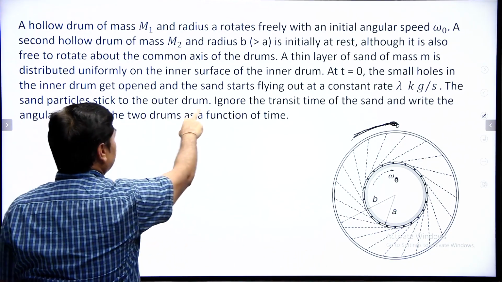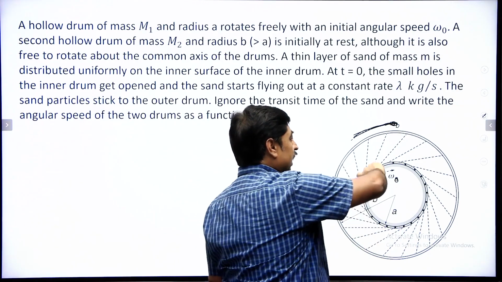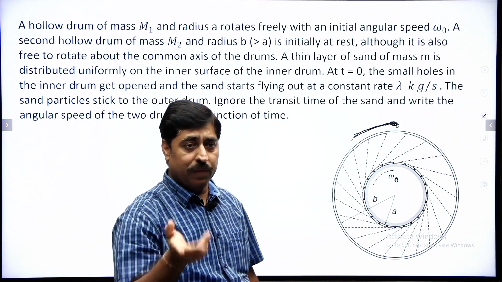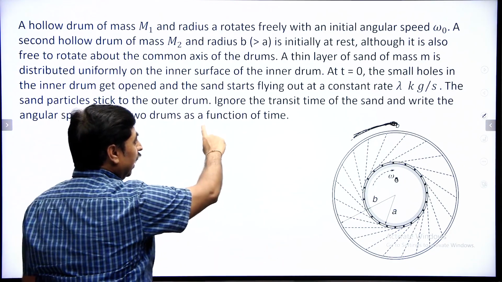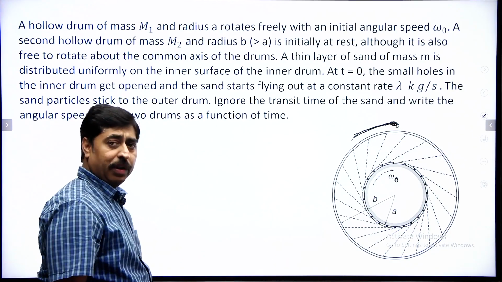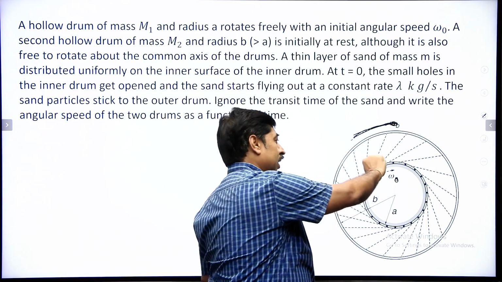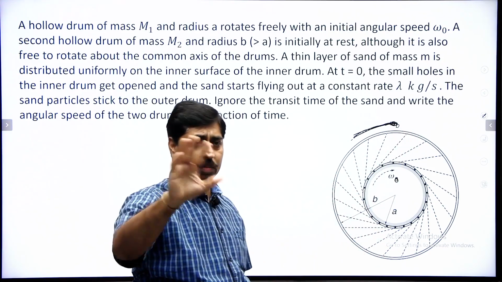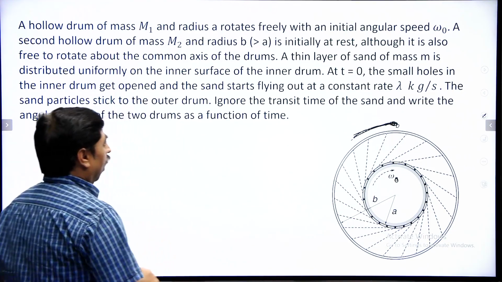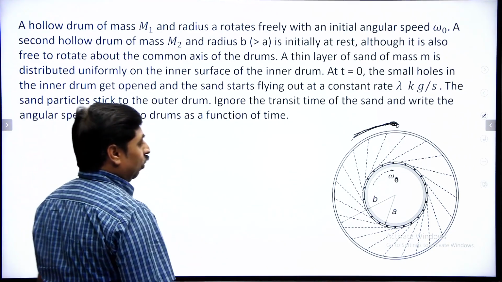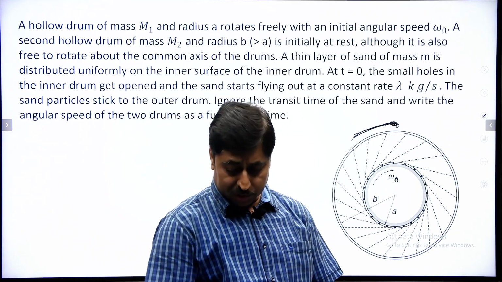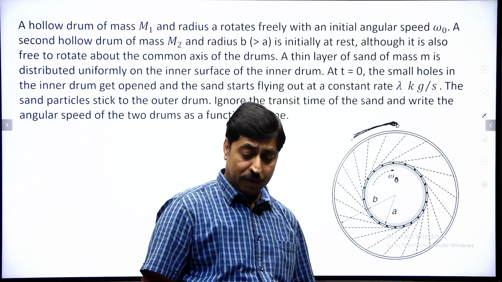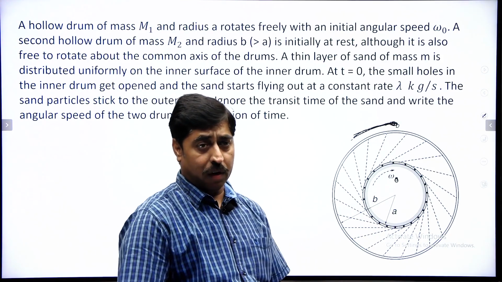The sand particles fly and stick to the inner wall of the outer drum. Ignore the transit time of the sand. That means imagine that a sand particle thrown out from the inner drum immediately reaches the outer drum, with no time lag. Write the angular speed of the two drums as a function of time.